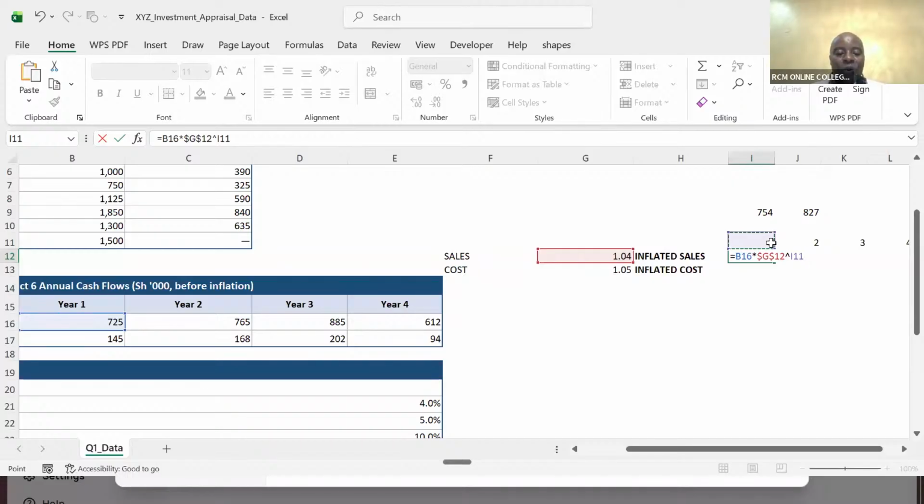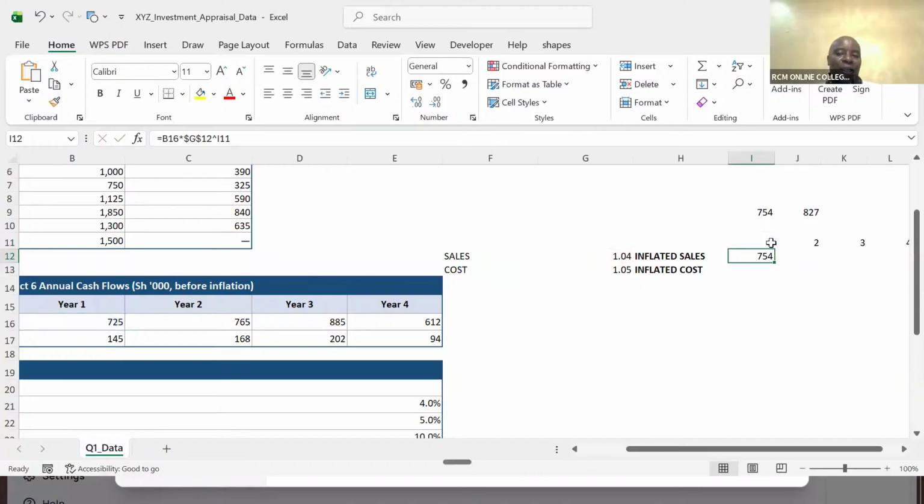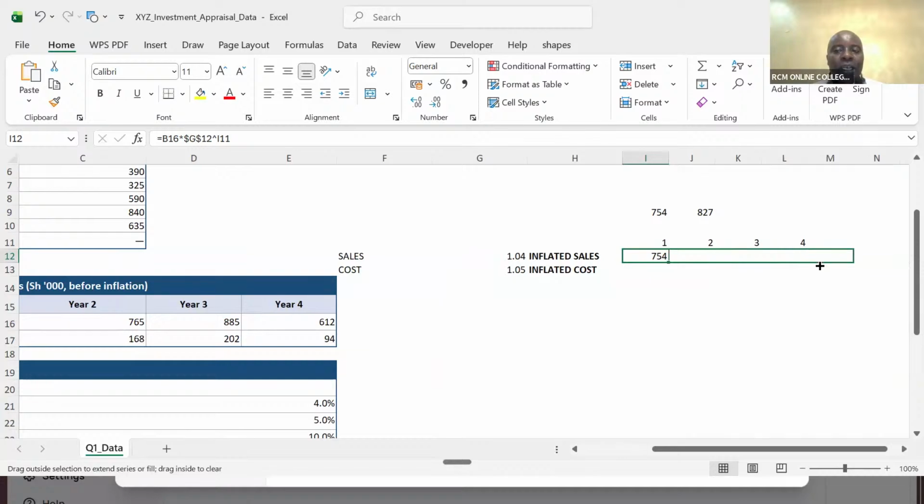And the very best way is to say control, enter, so that I'll be left with this one here, still highlighted. And then once I've done that, I can now use the autofill handle, the black one here. And then you should be able to come here and scroll this like that up to the end of year 4.